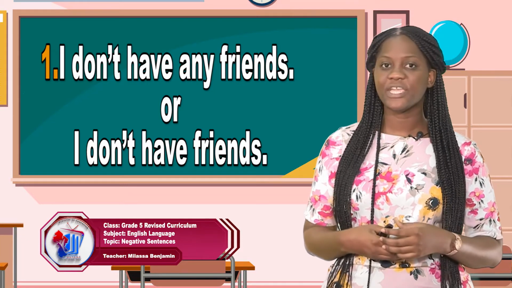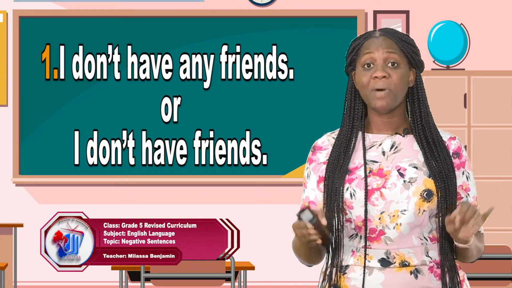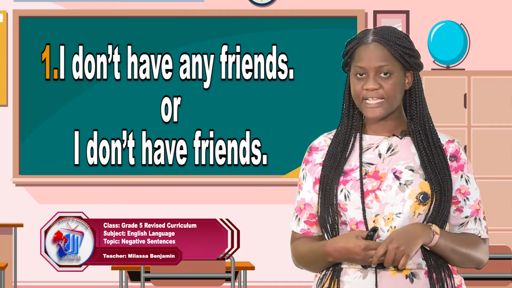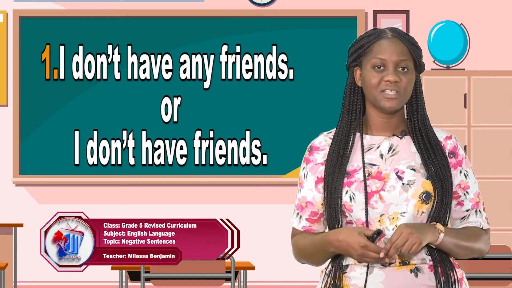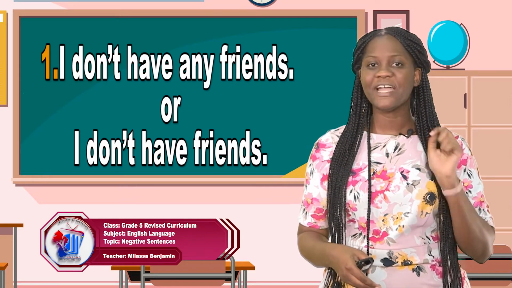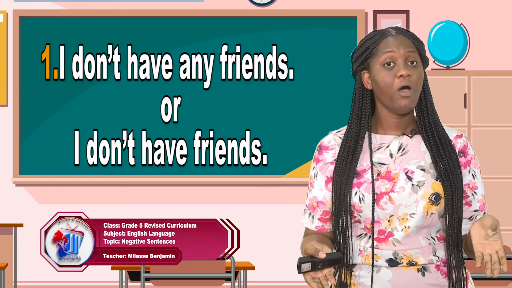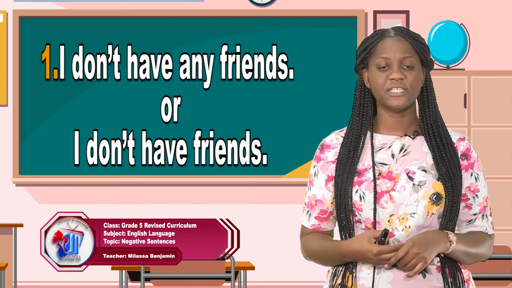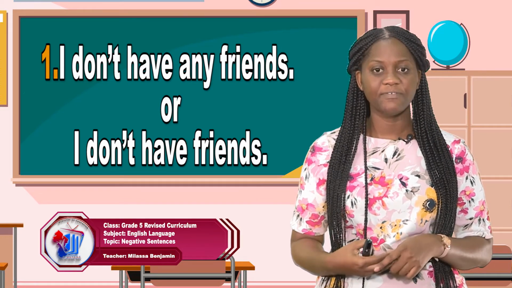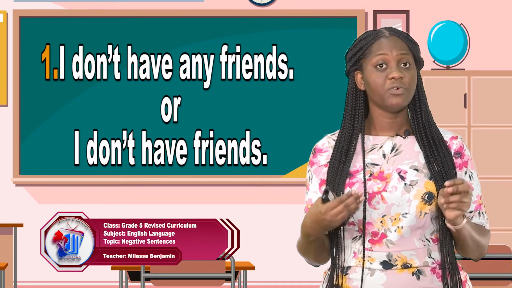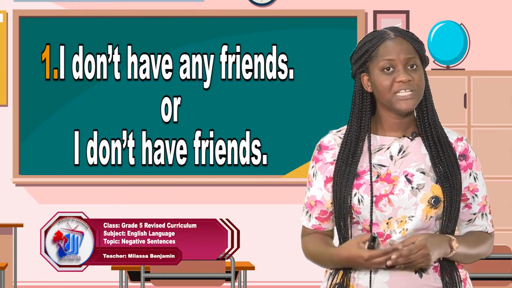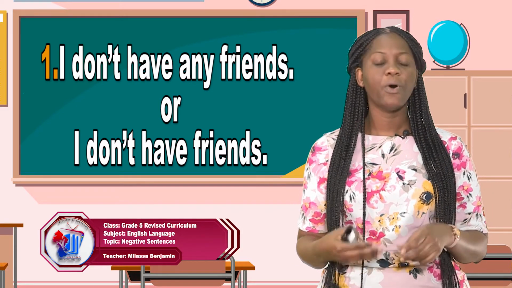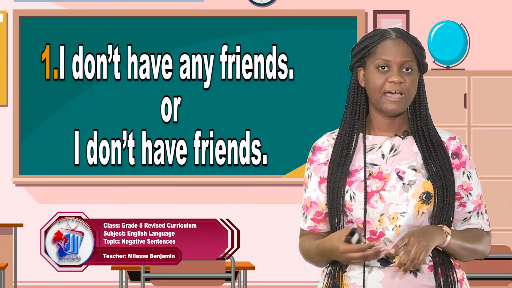So, let's check in with those answers. You might have written in your exercise books, I don't have any friends. If you did, fantastic job. Or you might have simply written, I don't have friends. So the correct version of this sentence would be, I don't have any friends, or I don't have friends.